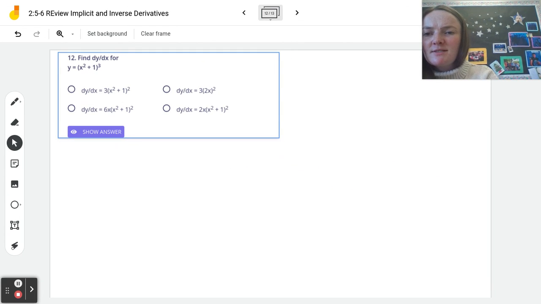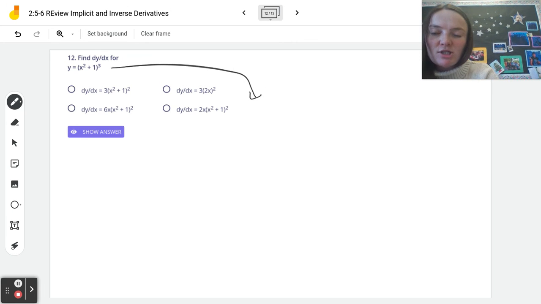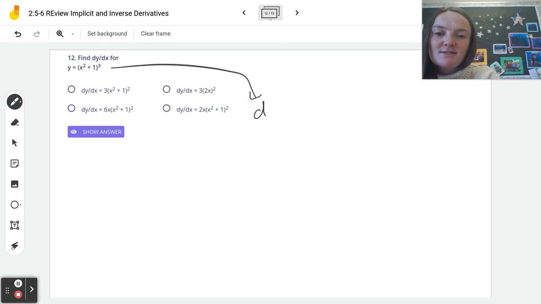Almost there. All right, so it says find dy dx for this. All right, this is a great example because this is an example of chain rule and implicit differentiation. Oh, not really, actually. It's just chain rule. Anyway, let's go and take the derivative. Y is already solved for us. The derivative of y with respect to x is dy dx. So it's already solved. That's awesome.